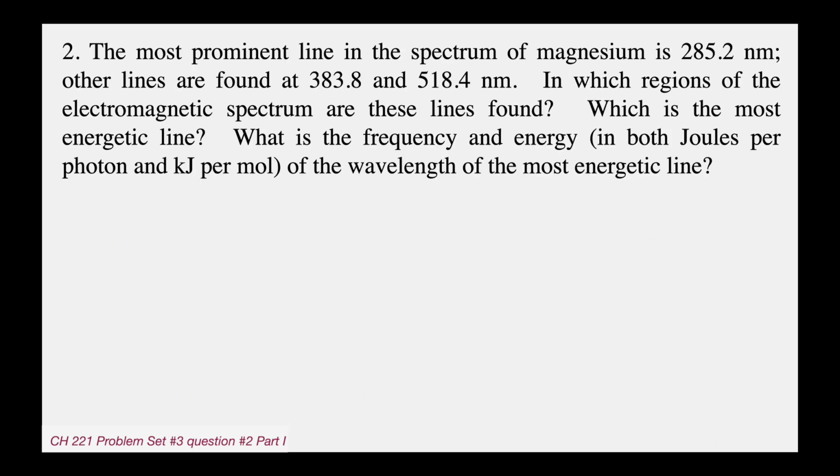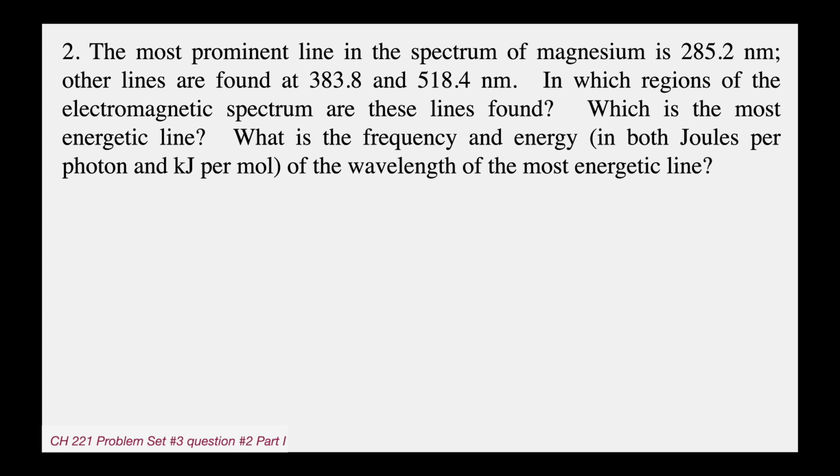The most prominent line in the spectrum of magnesium is 285.2 nanometers, but there are other lines at 383.8 and 518.4. In what regions of the EM spectrum are these lines found? What is the most energetic line? What's the frequency and energy, in both joules per photon and kilojoules per mole, of the wavelength of the most energetic line? Okay. So the first part of this question, let's figure out what region these lines are found in and also which one is the most energetic. And from the most energetic line, we're going to do calculations on it. We're going to find the frequency and energy.